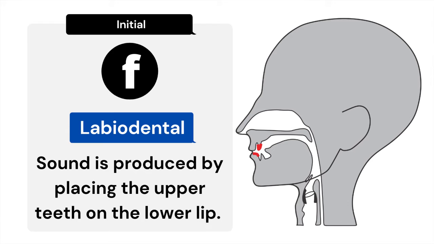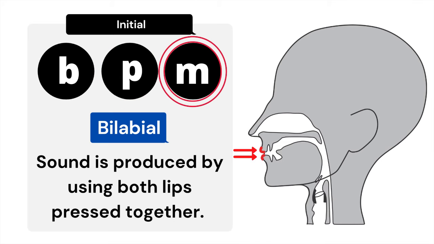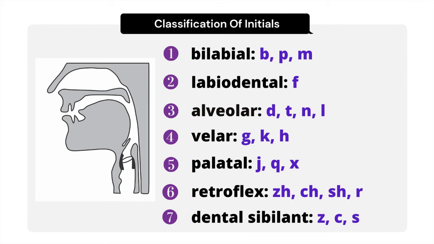For instance, this initial is classified as labiodental. The speech organs involved to produce the initial sound are upper teeth and lower lip. Initials bo, po, and mo are bilabials. The speech organs involved to produce the initial sound are both lips. Initials are classified according to speech organs involved in the production of certain initial sounds. We'll learn all these categories in upcoming lessons.